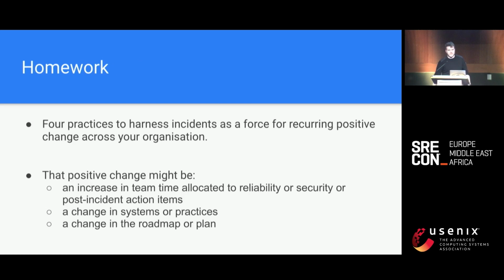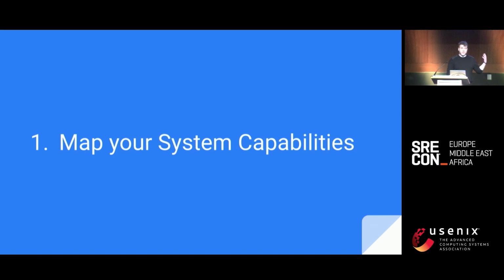So the purpose of this talk is to take you through 4 practices that I and the team have put into use and are working for us, that are allowing us to take incidents that happen in our ecosystem and turn them into something positive for the organization. And maybe for your organization, that positive change is getting more action items in your post-incident to-do list closed out, or focus on something in the reliability space or the security space. Maybe you want to change your system or practice. Maybe you want to get something on a roadmap. Maybe you want to get something off a roadmap. So here are the 4 pieces of homework.